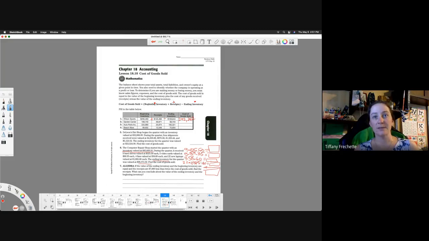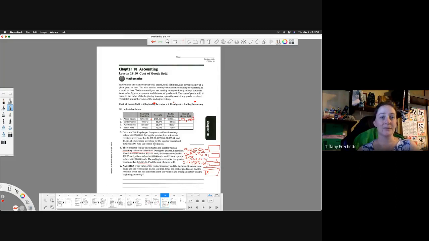Now we can use this basic calculation. Beginning inventory, which is the $85,000, minus the receipts, which will be this amount here that you have to calculate, plus that amount that you have to calculate here, minus the ending inventory here of $98,000. So it's a little bit more involved in that one. You have to calculate all of those receipts.